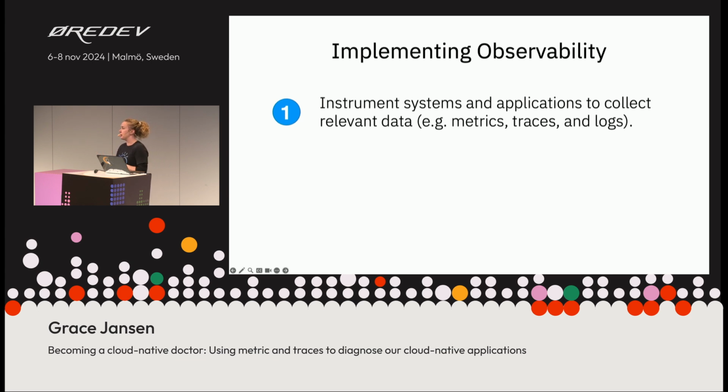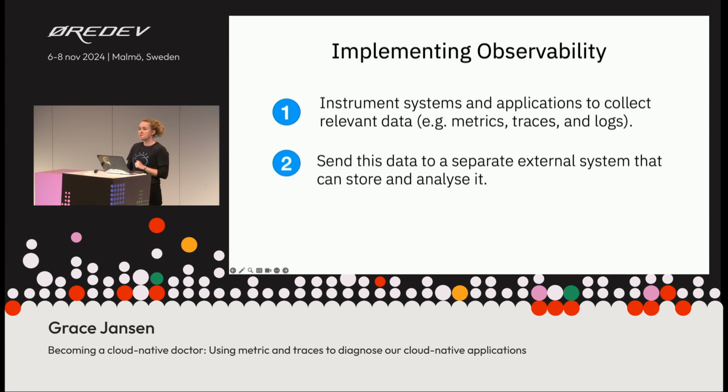The first step is instrumentation. That means enabling our applications and our systems to actually collect the data that we want to be able to use. That might be logs, metrics, traces, lots of other data to collect. The second step, once we've enabled our systems and applications to collect that data, is that we need to send it somewhere, because it shouldn't be the application's responsibility. So we want to send it to a separate external system that can then store and analyze it.